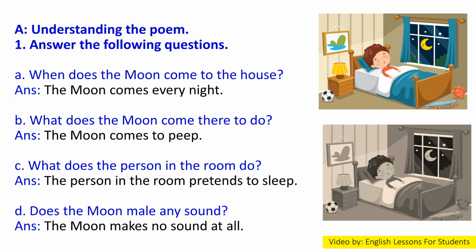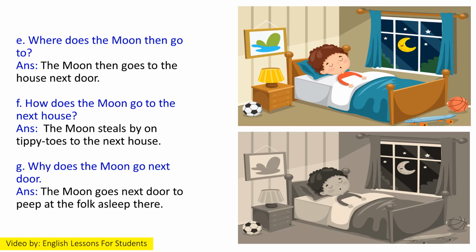C. What does the person in the room do? Answer. The person in the room pretends to sleep. D. Does the moon make any sound? Answer. The moon makes no sound at all. E. Where does the moon then go to? Answer. The moon then goes to the house next door.